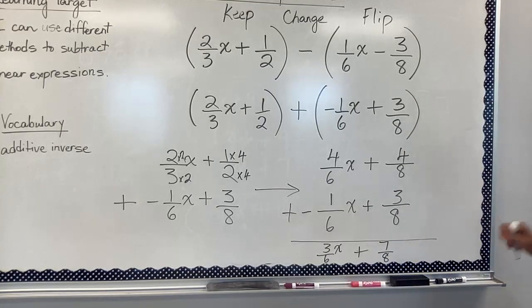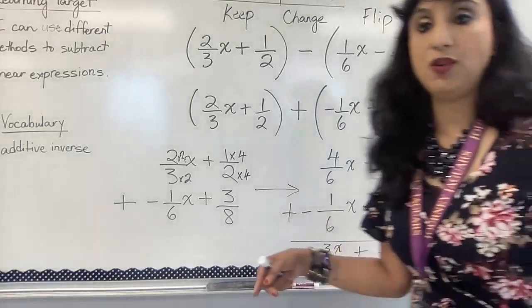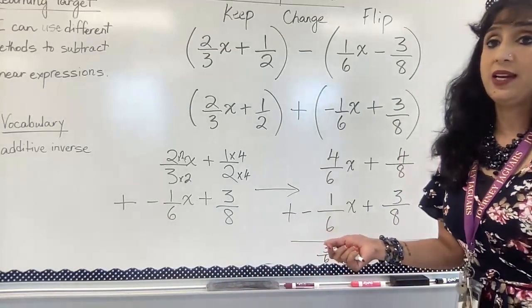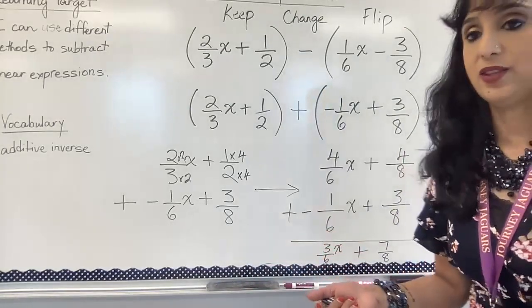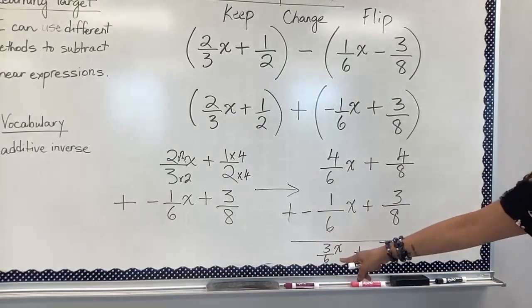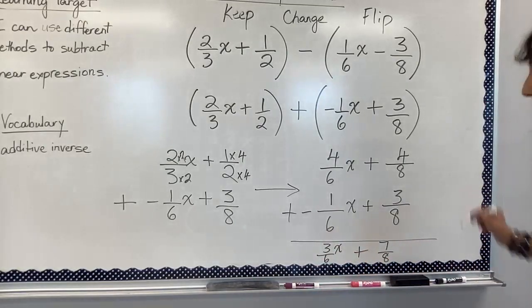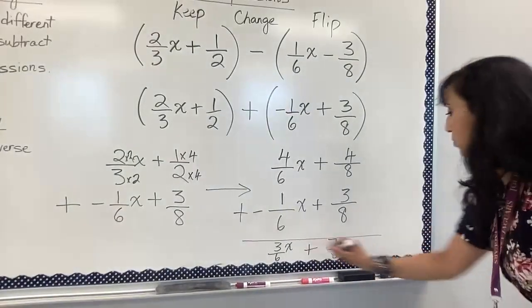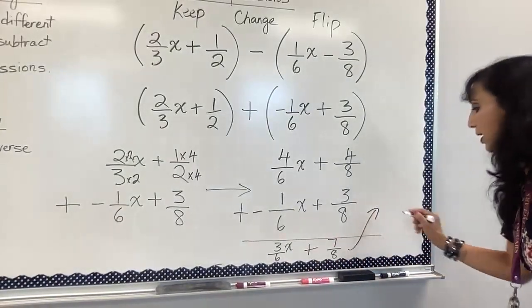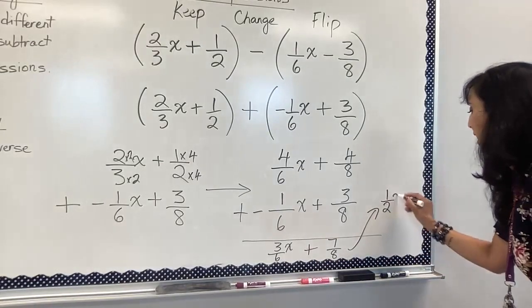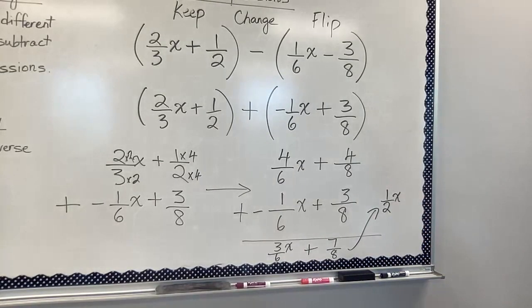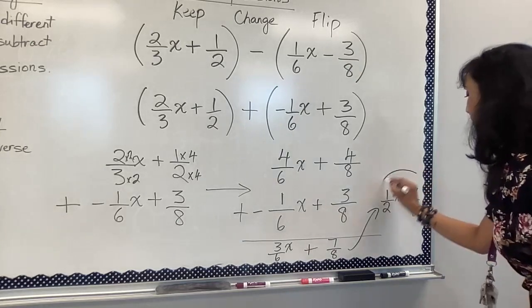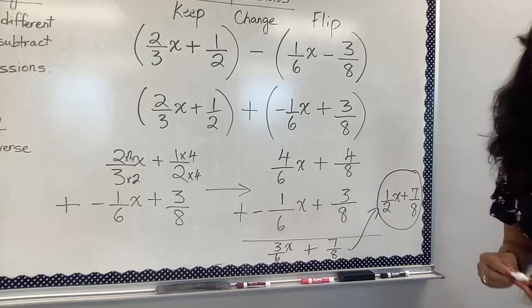The last step is to look at whether my fractions are in simplest form or not. For 3/6, the greatest common factor is 3. So I divide 3 and 6 by 3, and I am going to get 1/2 x plus 7/8. And this is going to be my final answer.